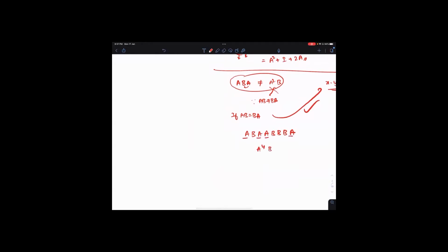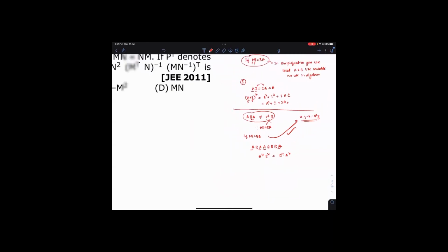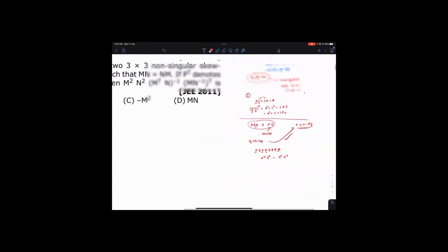How many B's are there? B power 4. Or you can write it as B power 4 into A power 4. Just treat them like X and Y. Okay. So you can do that. Keep that in mind, guys. Okay. Now, these are the 2 points which are important.